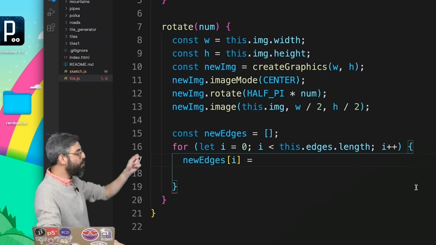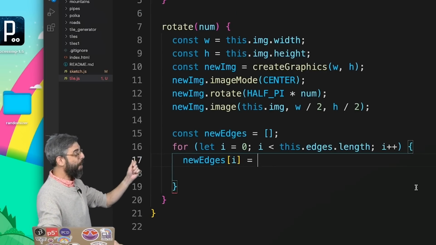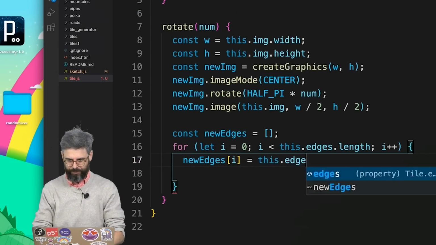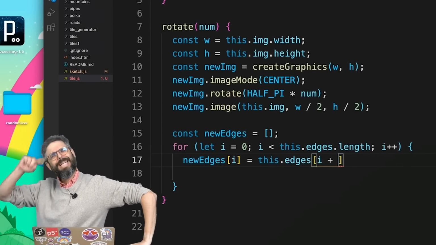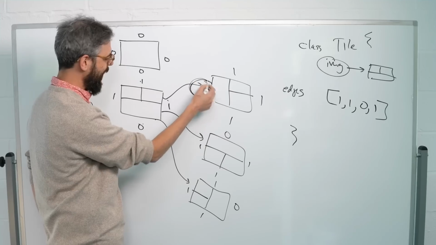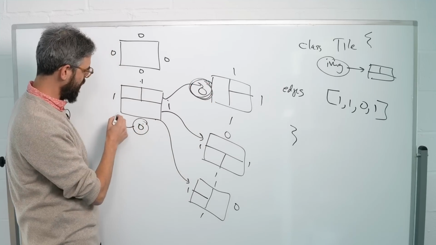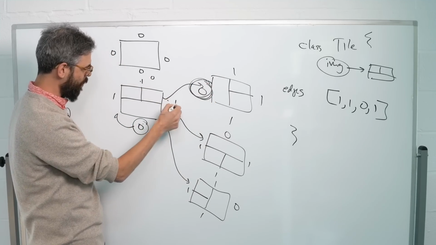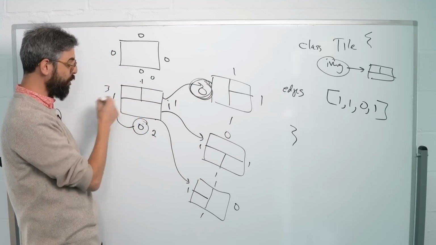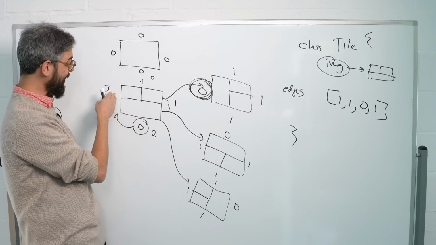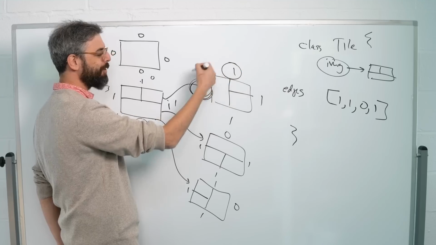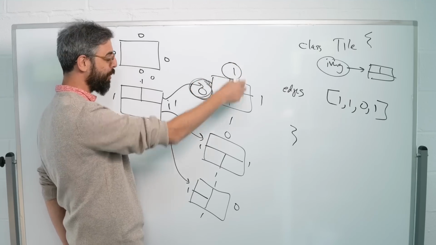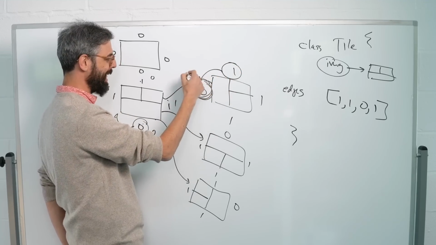So each new edge is the previous edge plus the number of rotations. Or minus, is it minus? This edge was previously down here, and the index values go 0, 1, 2, 3. So the new edge is the previous edge minus 1. However, if I'm edge 0, minus 1 isn't negative 1, it's 3. It's got to wrap around and get index 3.